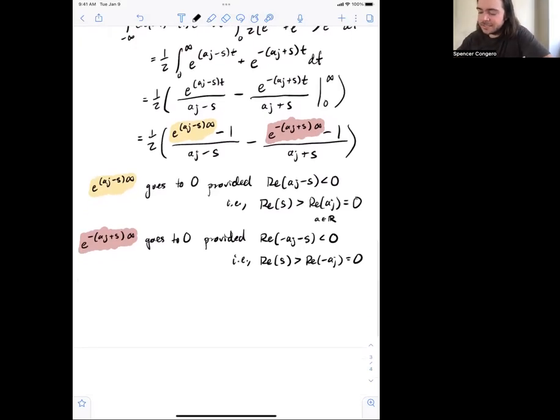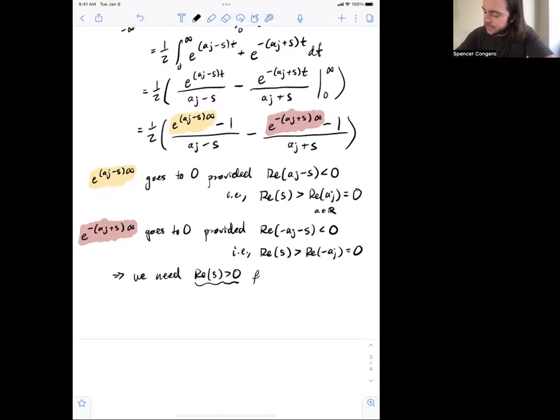So actually both of these conditions are the same. Maybe they look different to start, but they're actually the same. We just need the real part of s to be greater than 0. That's what both of these situations told me. We need that for convergence. If they were different, then we would need both of them to hold to get convergence, because we need both of these terms to not diverge or have an undefined limit. We need them both to converge. We saw in a previous video that they're going to both have to go to 0.